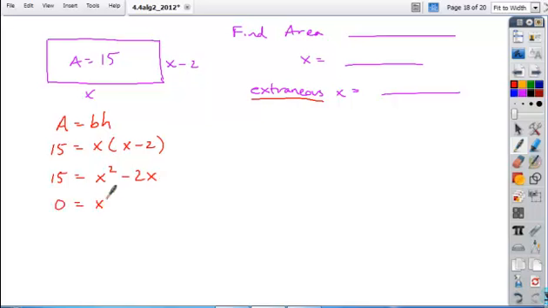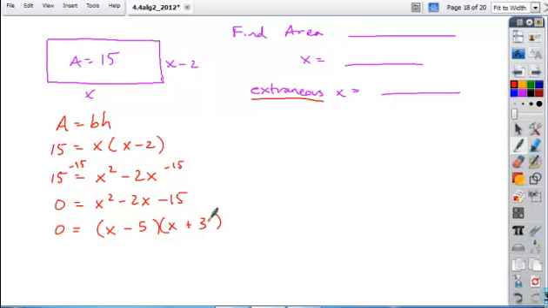So we're going to subtract 15 from both sides to get all our terms together on one side. And then what we can do is factor this. The leading coefficient is 1, so we can just find our binomial factors. What two factors of negative 15 have a sum of negative 2? The answer is negative 5 and positive 3.